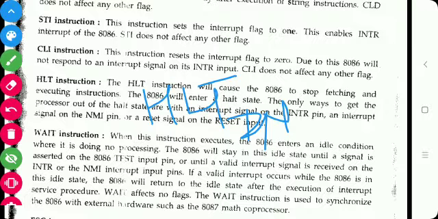Then wait instruction. Wait instruction is used when 8086 is working with another processor or co-processor. In that case the speed of the co-processor is less as compared to the 8086. So 8086 has to wait for that co-processor to complete the task.